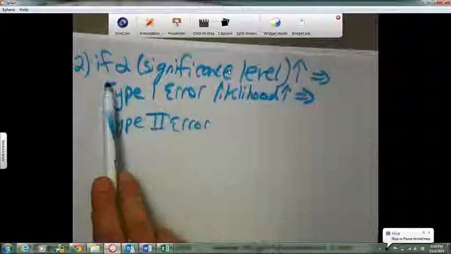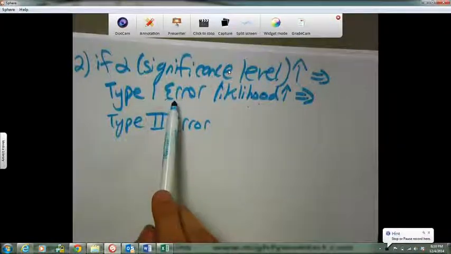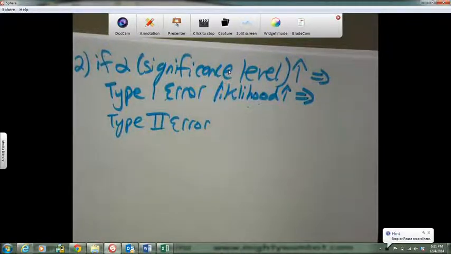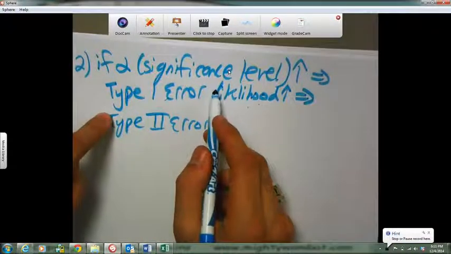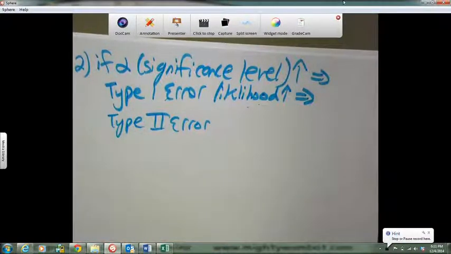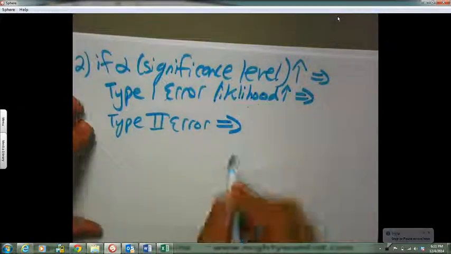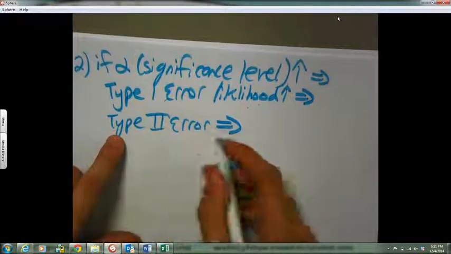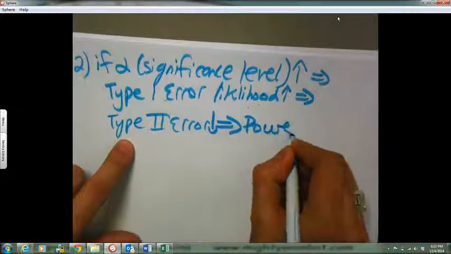So we said if we increase the significance level, type 1 error goes up. If you look back at the previous 2 videos ago, you'll see that type 1 error is the same as the significance level. But if type 1 error goes up, type 2 error must go down because you cannot have both errors at the same time. Therefore, type 2 error will go down, therefore the power goes up.